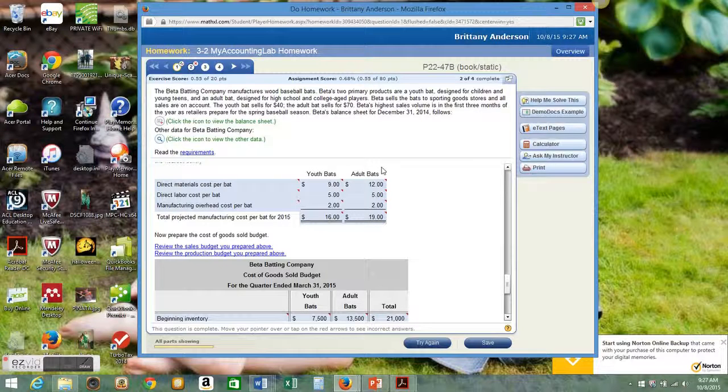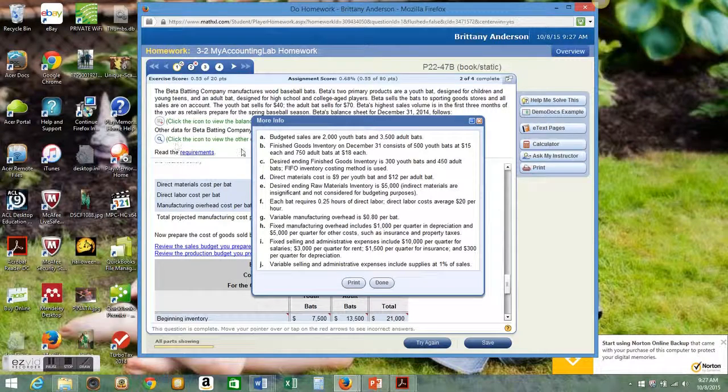To work through the cost of goods sold budget, to determine our cost of goods sold budget, first we have to determine our projected manufacturing cost per bat. So at this point, we are laying in the cost associated with one unit, so one bat. All of the information we're told is in our data table.